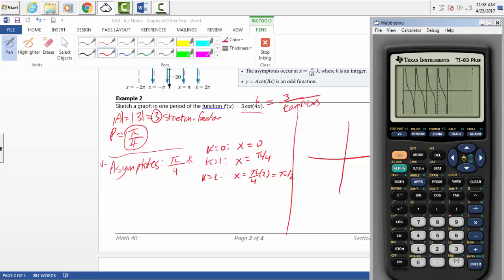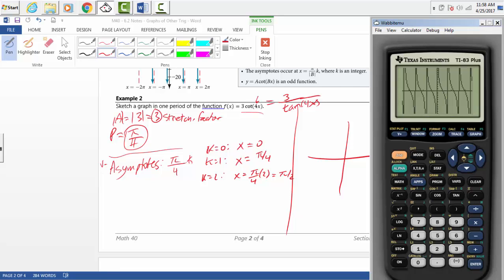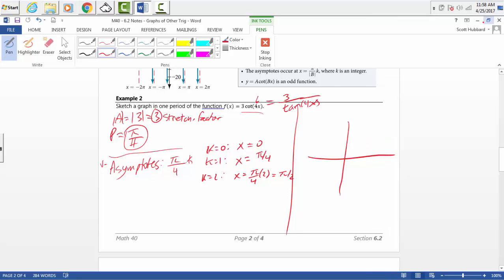So cotangent has this nice little shape. These lines again are the vertical asymptotes, and they're happening at these values: pi over 4, pi over 2, and 0. 0 is a vertical asymptote. And then it's supposed to have this nice little, I think kind of elegant, shape right there. And so our graph is going to look like that. So to the left of 0, it's going down like that.